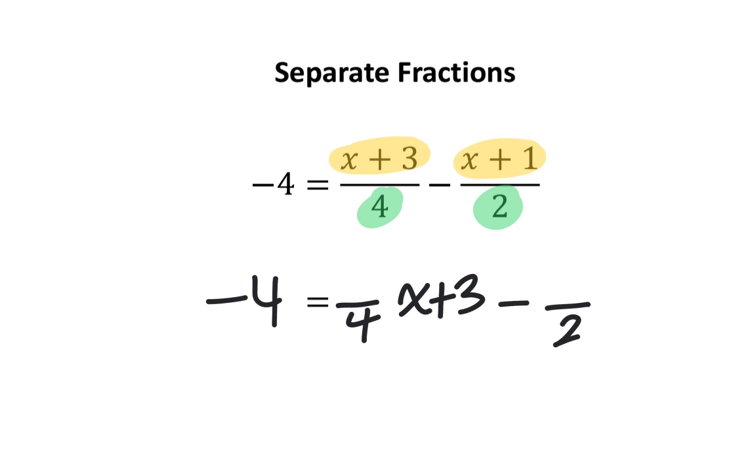The denominator 2 is going to go over here, and x plus 1, which was the numerator, is going to go over here. You'll notice that there's nothing over here and nothing over here. I'm going to place a 1 in both these empty spaces. I'm also going to put brackets around what used to be the numerators.